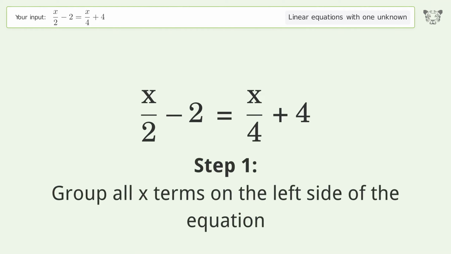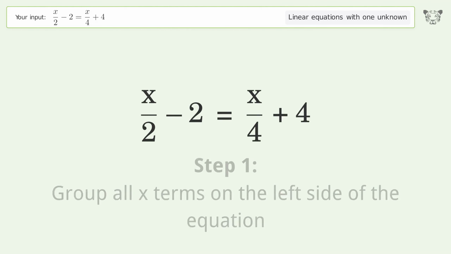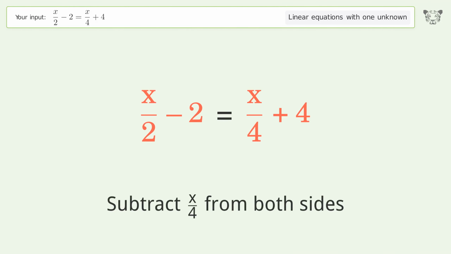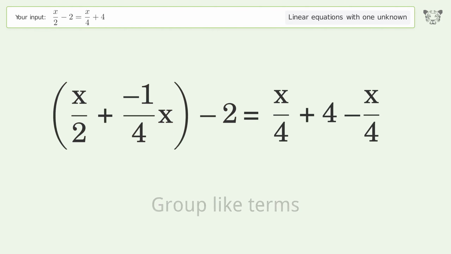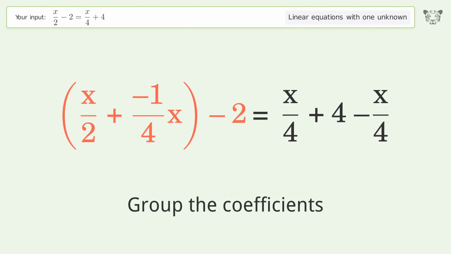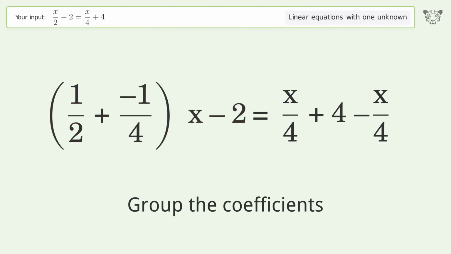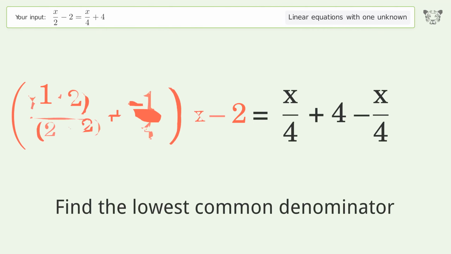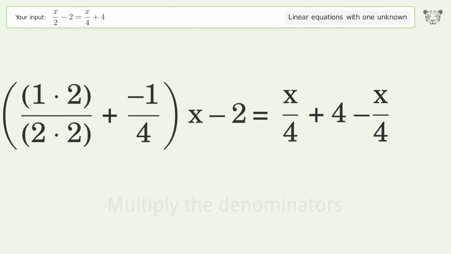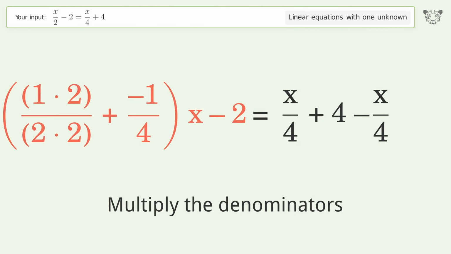Group all x terms on the left side of the equation. Subtract 10 over 4 from both sides. Group like terms. Group the coefficients. Find the lowest common denominator. Multiply the denominators.